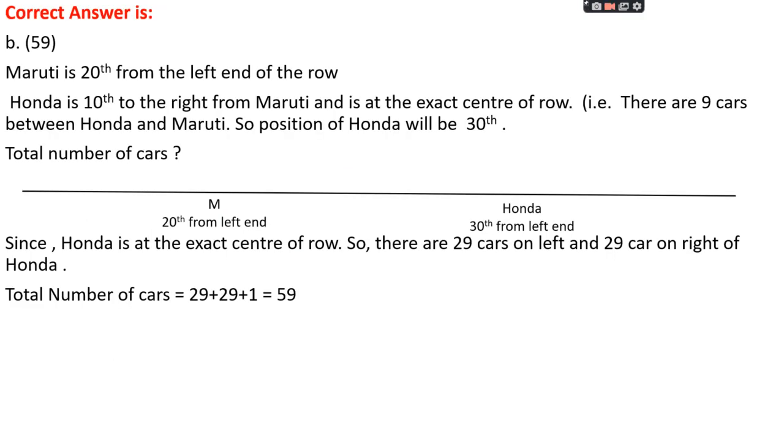Maruti is 20th from the left end of the row. Honda is 10th to the right from Maruti and is the exact center of the row. 10th means there are 9 cars between Maruti and Honda, so the rank of Honda will be 30th. This 30th rank is the center of the whole row of cars. So 29 cars are ahead of Honda and 29 cars are behind Honda. The total number of cars in the row is 29 plus 29 plus 1 for Honda's rank, so that's a total of 59 cars.